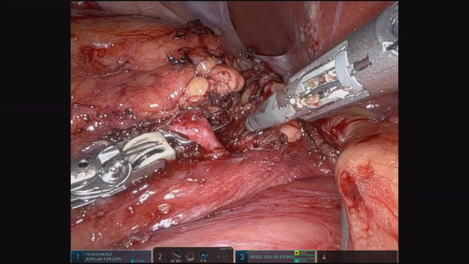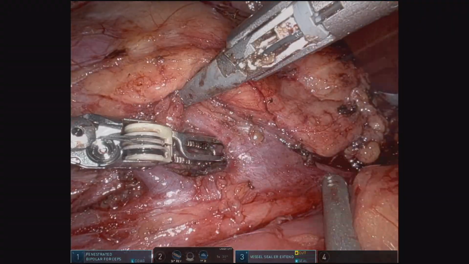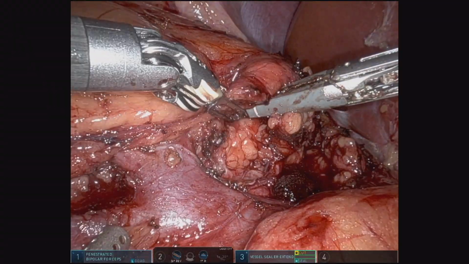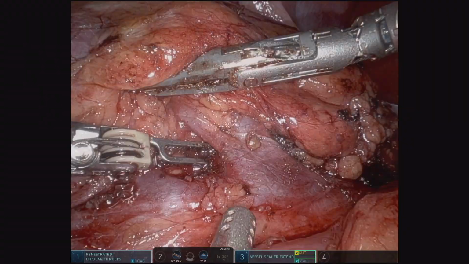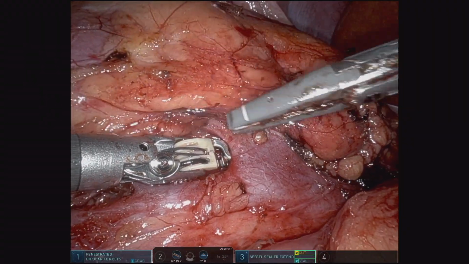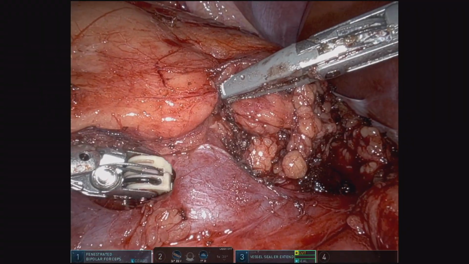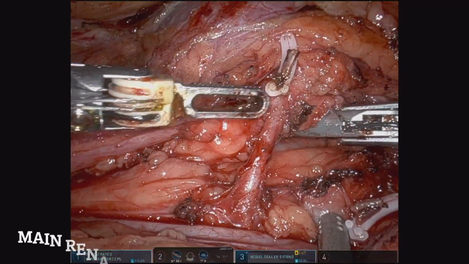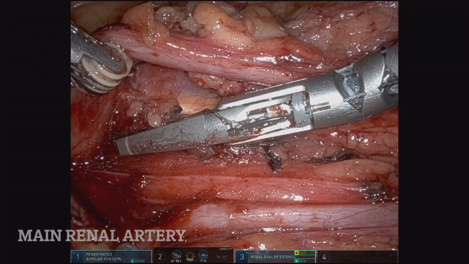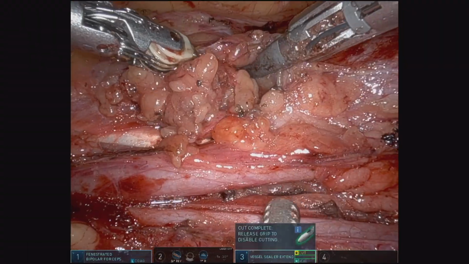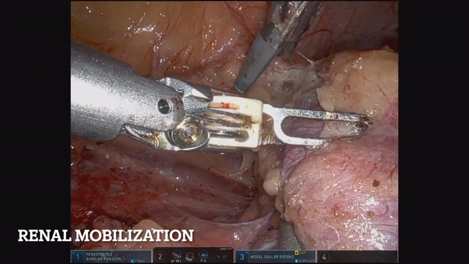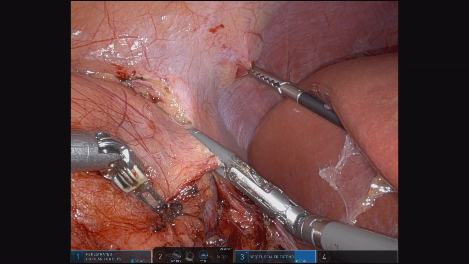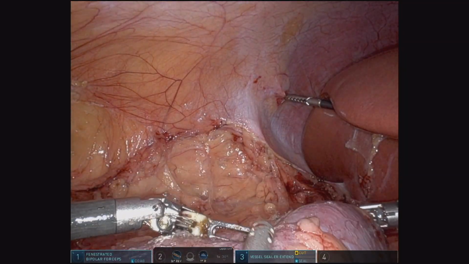We mobilize length, circumferentially control the renal vein right at the junction with the IVC. Continue the dissection and you start to see the main renal artery, and then we continue inferiorly, getting additional length on the ureter. The kidney is then mobilized, lateral attachments are taken, and the kidney is medially rotated.